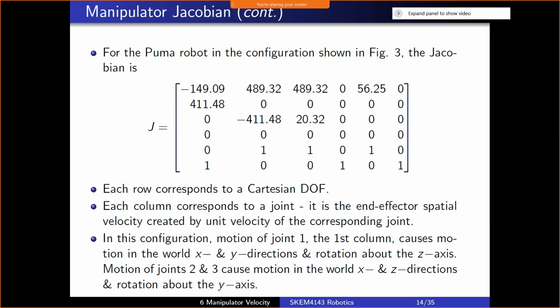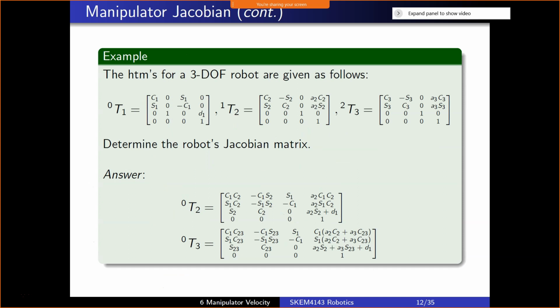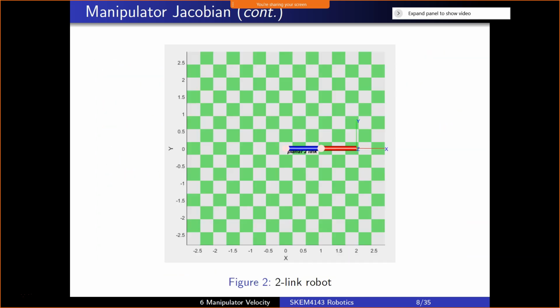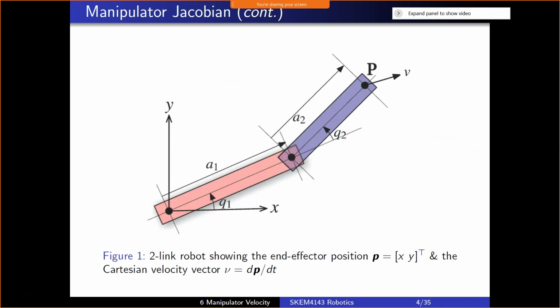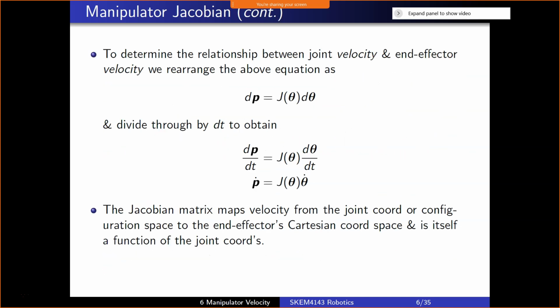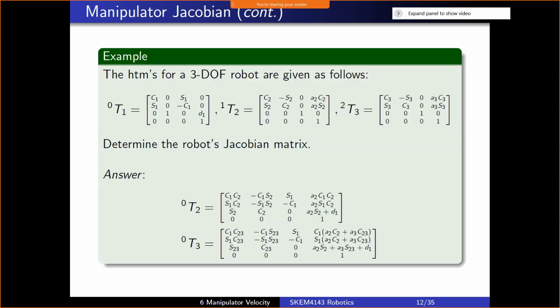So a square matrix means the number of rows is equivalent to the number of columns. So in this particular example, we have 1, 2, 3, 4, 5, 6 columns and 1, 2, 3, 4, 5, 6 rows. 6 rows, 6 columns. So this is indeed a square matrix. And in fact, all the examples that we have seen up to now have a square Jacobian matrix.